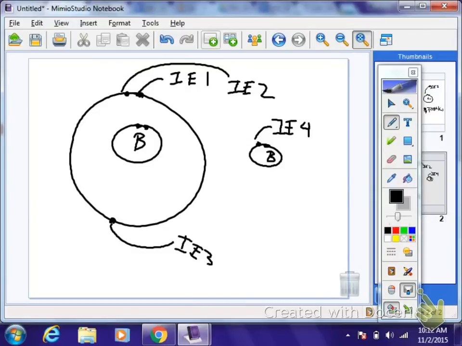So it asks why such a big jump. You can use the same reason as you did for the first one. Okay? Because you're taking electrons out of an inner shell.